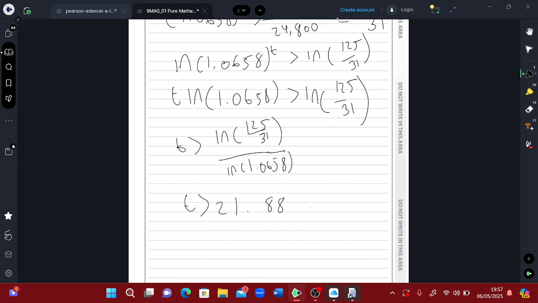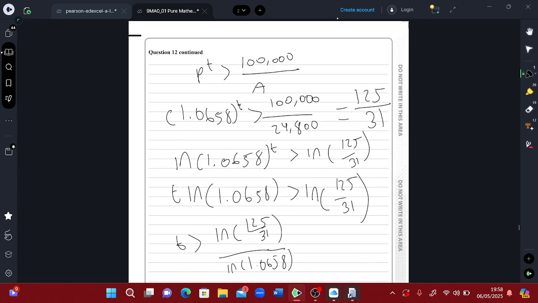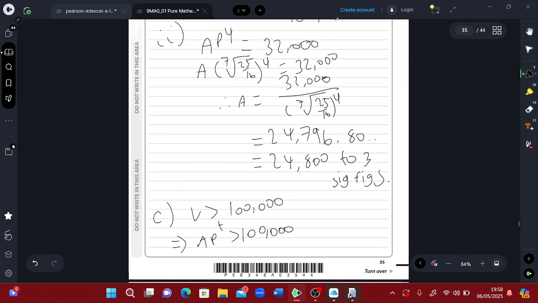That's 21.88 and so on. There is some room for error there, so it's fine if you substitute numbers in. It's not like 21.99998 or something, so it doesn't matter if you approximate a little bit as long as you get to this. But actually, it's 7 years, right? It's the first year, I believe.